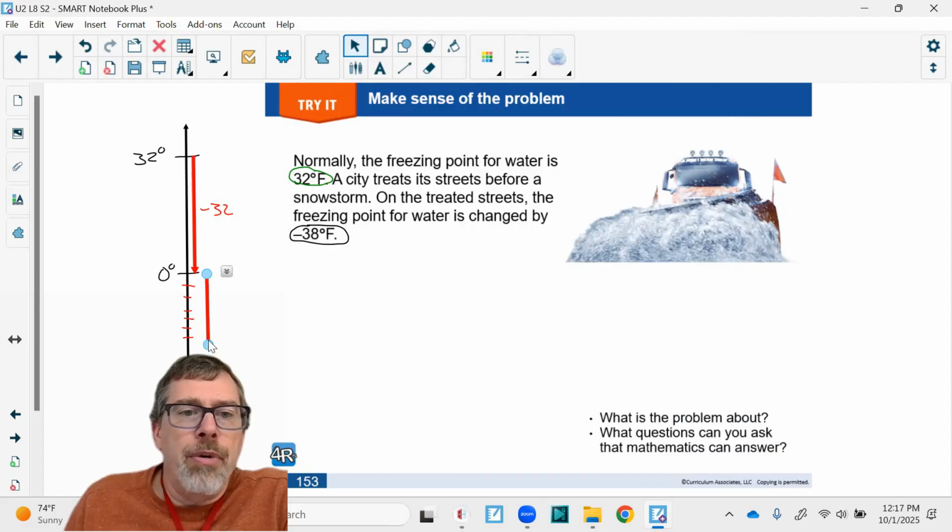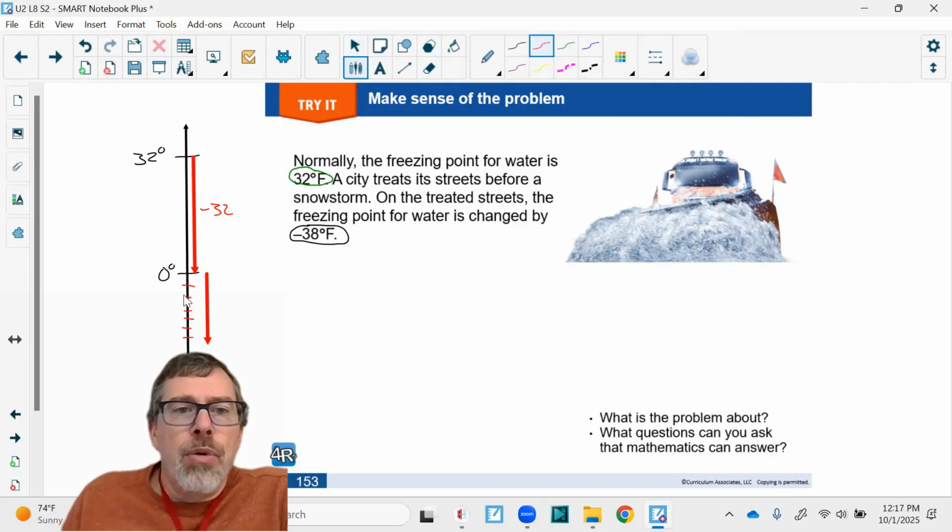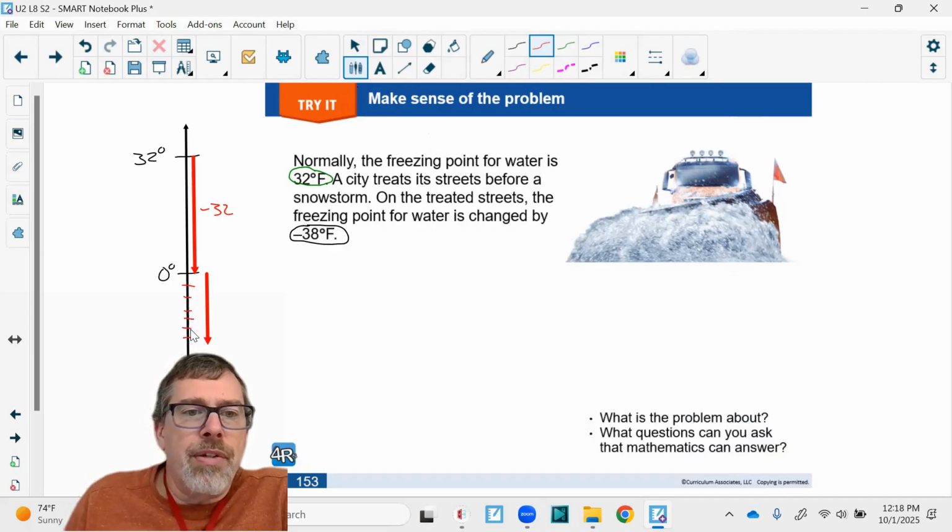Just trying to get my arrow correct. Okay, that's about right there. So this is down 32 degrees, 33, 34, 35, 36, 37, 38 would be here. So this whole distance is a distance of 38. We've already gone 32. We need to go 6 more. So the water on the roads will freeze at 6 below 0 instead of at 32.